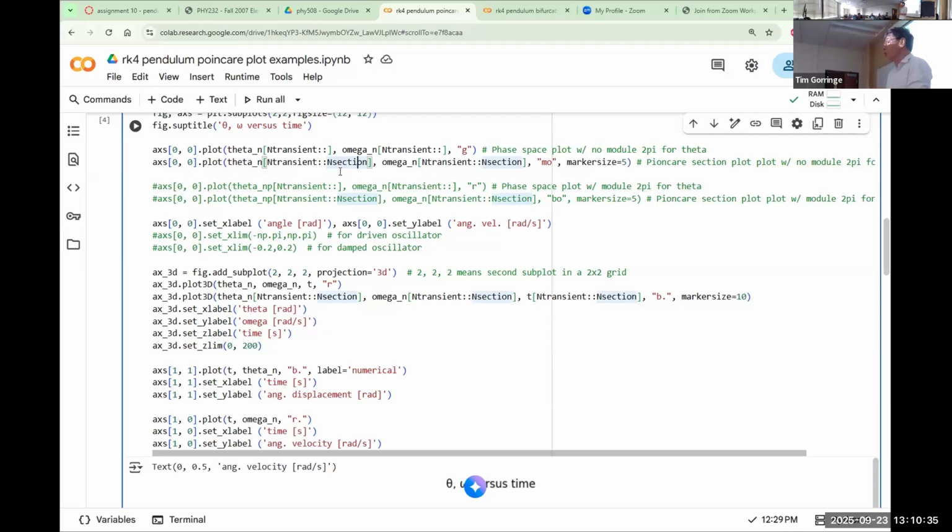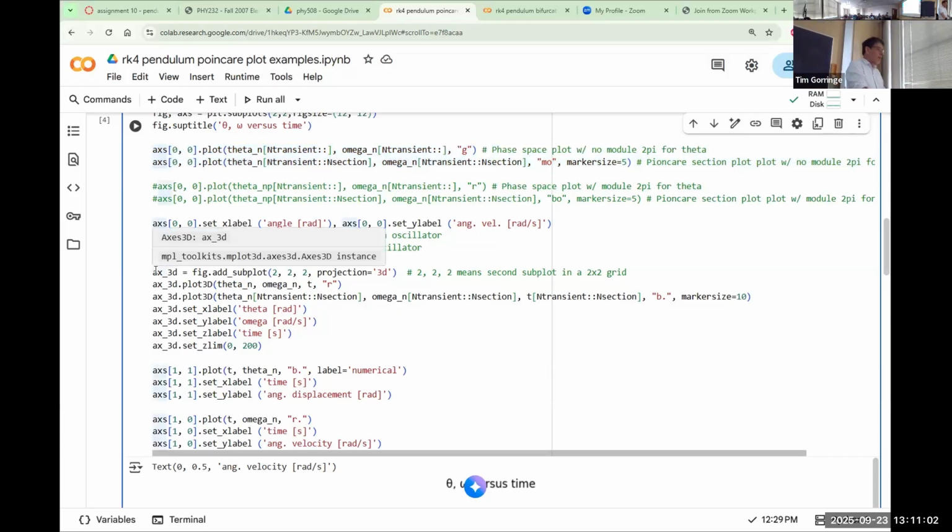That's exactly what we want to do with the Poincare section plot, where we only want to plot points that correspond to intervals of either the natural period or the driving period. So that's how I made the left-hand upper plot, which is the phase space plot, and you will have the Poincare section data. We'll look at it in a moment.